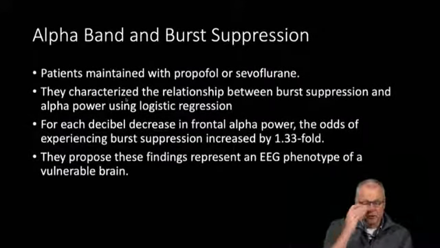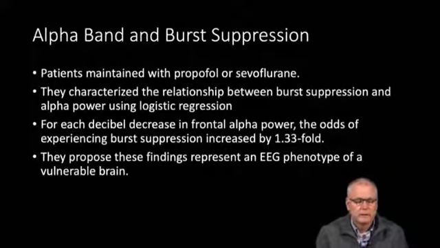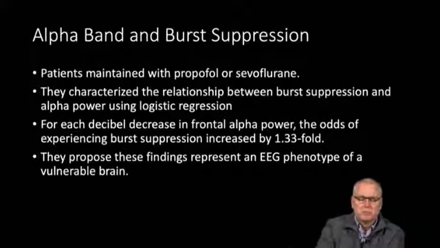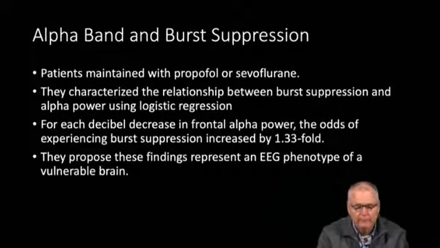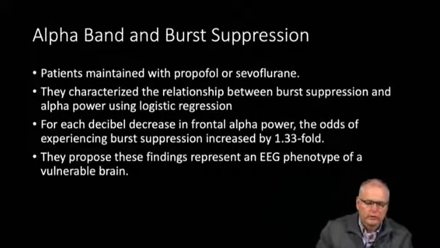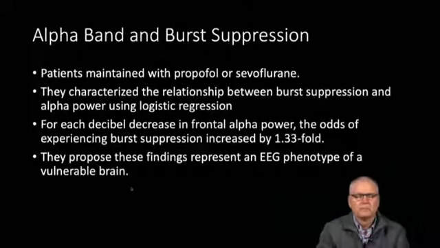They looked at patients that were maintained with either propofol or sevoflurane. They characterized the relationship between burst suppression and alpha power. Remember the amplitude of that alpha band. And they used some logistic regression, and they found that for every decibel decrease in the frontal alpha power, the odds of experiencing burst suppression increased by 1.33. They propose that their findings represent an EEG phenotype of a vulnerable brain.